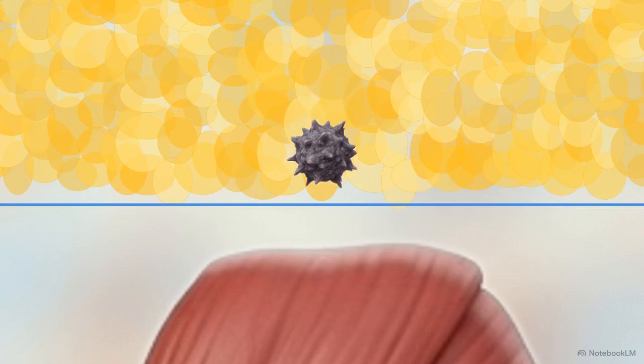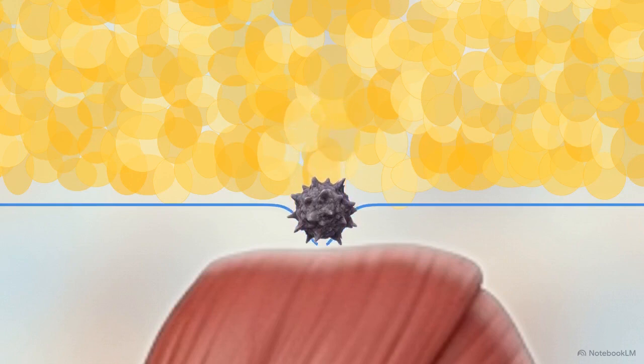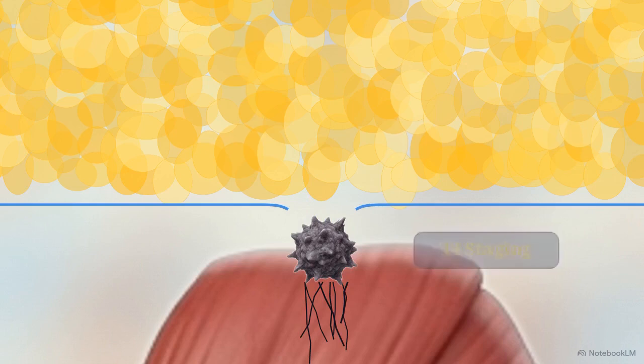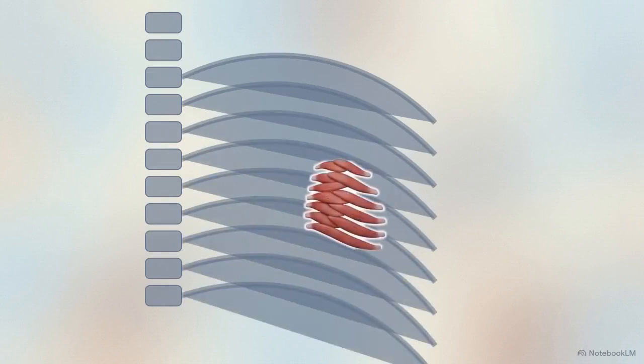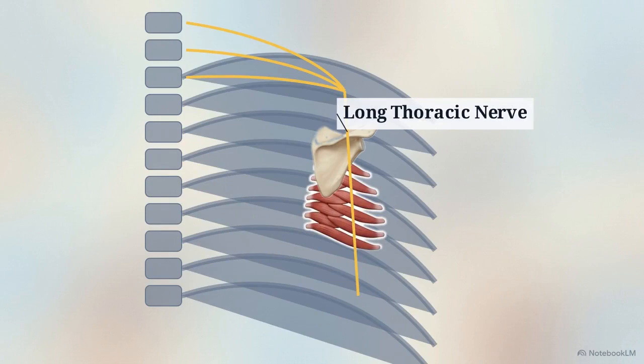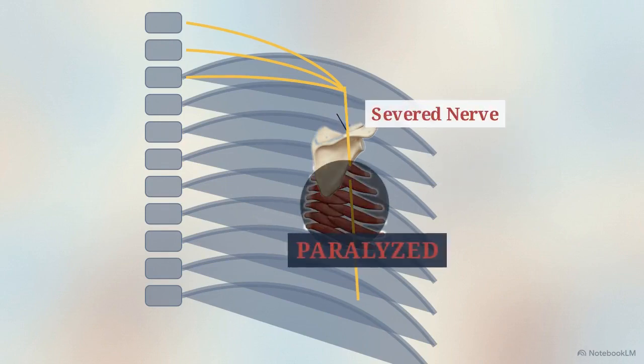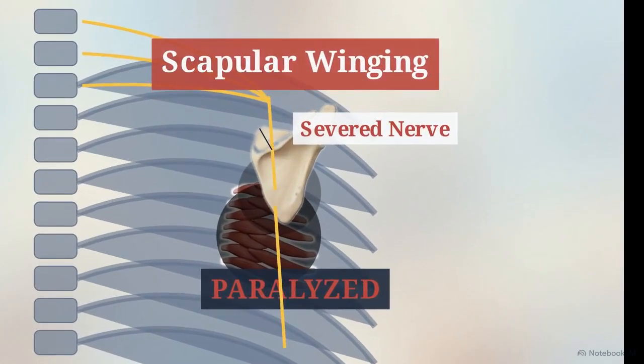A T4 cancer classification indicates that the tumor has physically broken through the deep fascial boundary and invaded the actual tissue of the pectoralis major muscle beneath it. This posterior skeletal view demonstrates the biomechanical consequence of surgical injury. If the exposed long thoracic nerve is severed during a radical mastectomy, it paralyzes the serratus anterior. The muscle cannot hold the scapula flush against the thorax, resulting in clinical winging of the scapula.